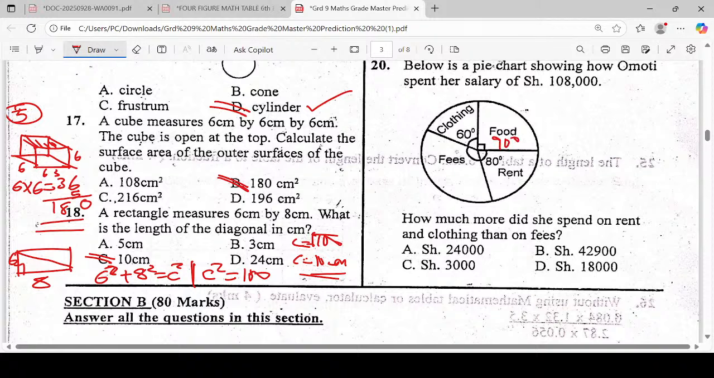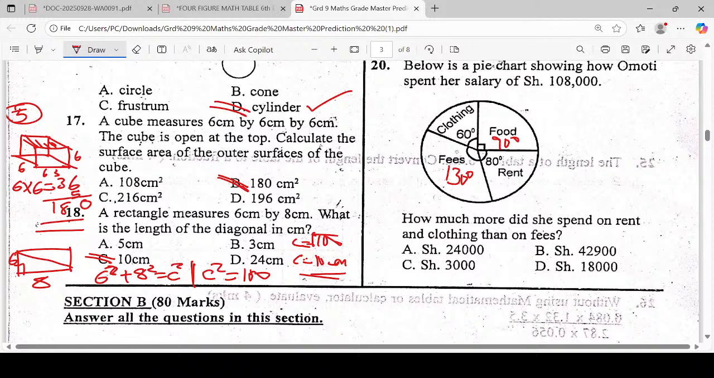To get the angle for fees, you are going to take 60 plus 90 for food plus 80 for rent. That is 230. When I subtract from 360, I get 130. So the angle here is 130 degrees.